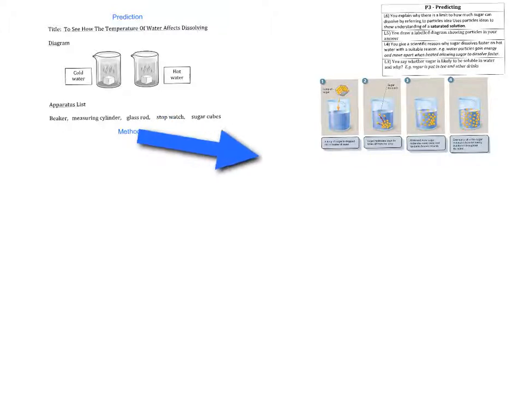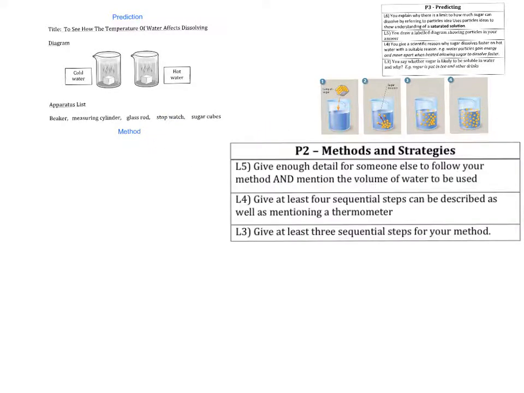Here's a level ladder for the method. In science, we like you to make numbered steps that can be followed. So as you can see, giving 3 or 4 steps increases your marks, and also you should add some detail like how much water should be used in your method.